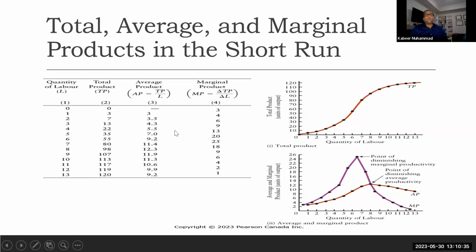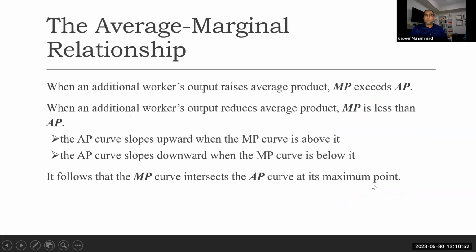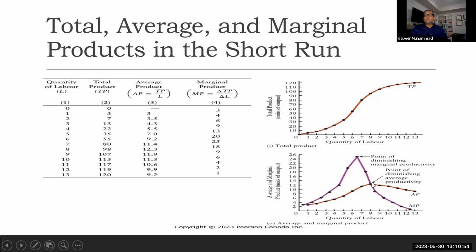If we want to plot the average product curve, we get this curve. It starts increasing because every new worker is adding to the total output. But after this point, this is the point of diminishing returns, or diminishing average product, and then it starts decreasing.